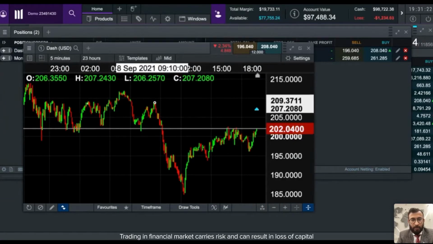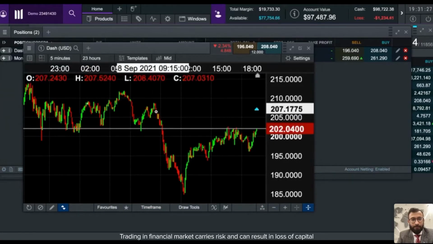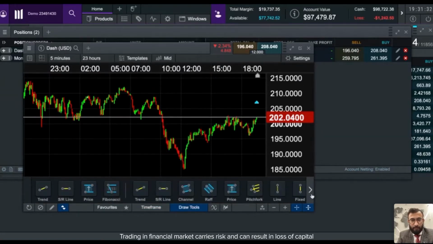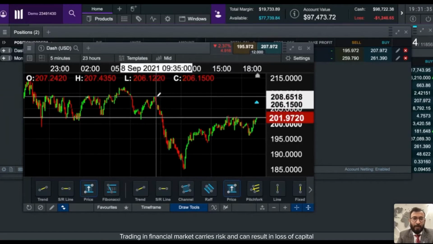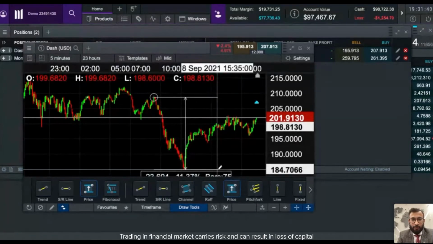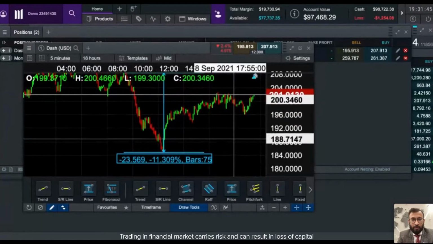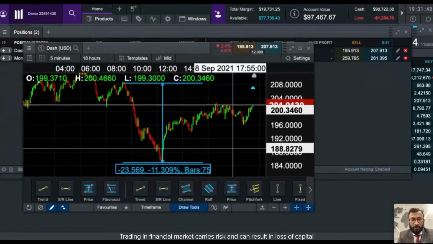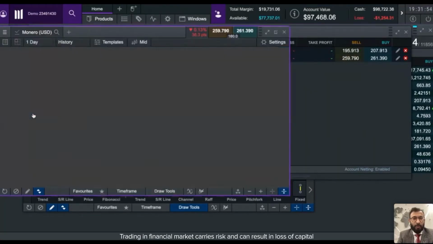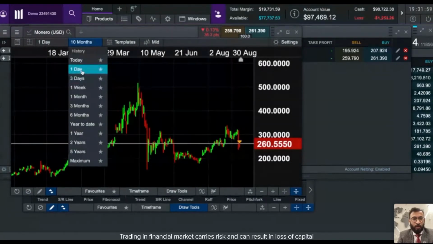Okay, so right here. Look at the price. From here, for example, the drop till here, 11.3%. Monero. This is Monero. Take again 1 day.